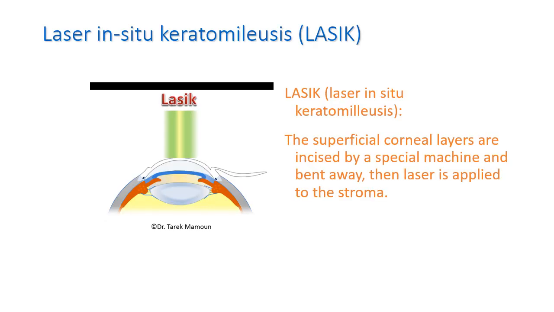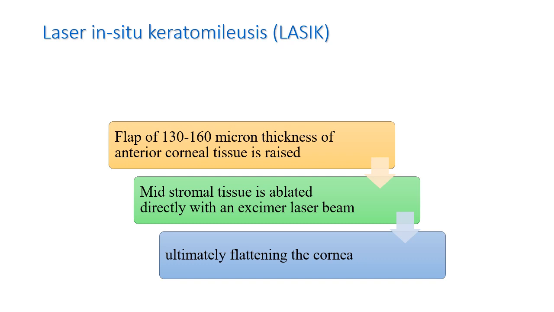So the first is laser in situ keratomileusis, that is called LASIK. In LASIK, the superficial corneal layers are incised by a special machine, that is the microkeratome, and the laser is applied to the stroma. A flap of 130 to 160 micron thickness of anterior corneal tissue is raised. Mid-stromal tissue is ablated directly with an excimer laser beam, and this causes flattening of the cornea in the center.